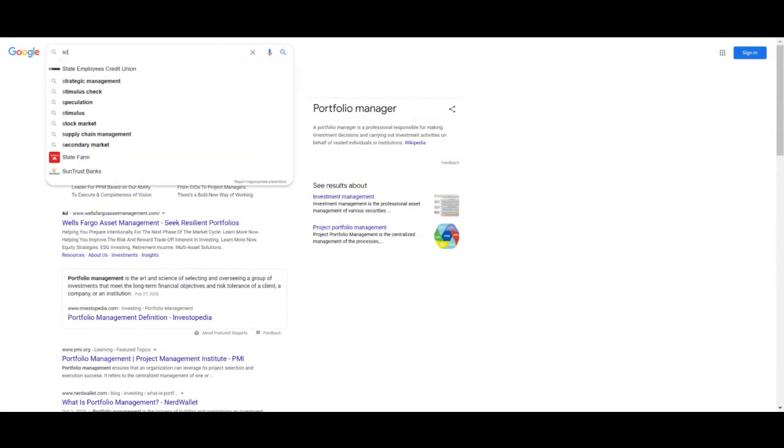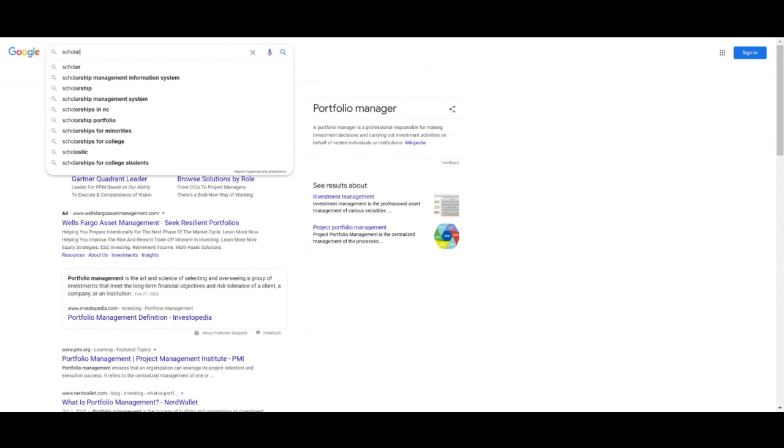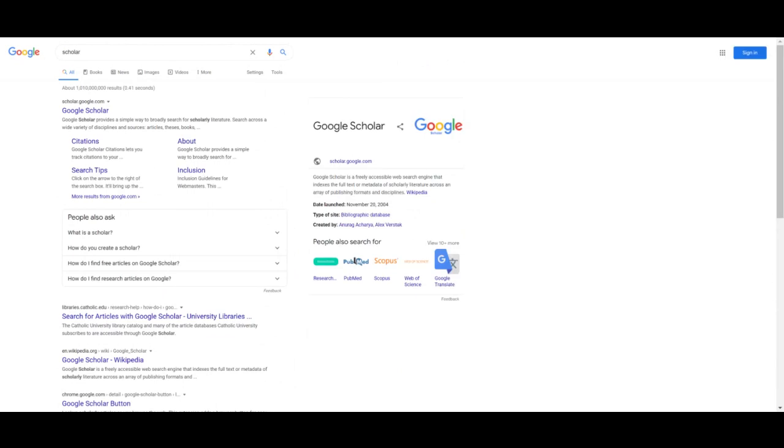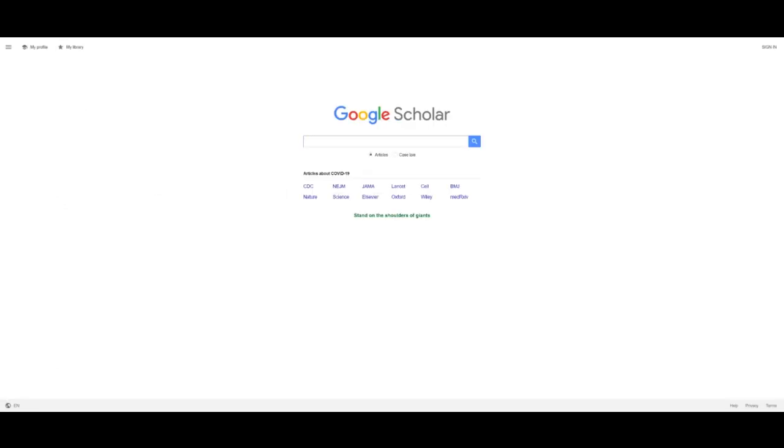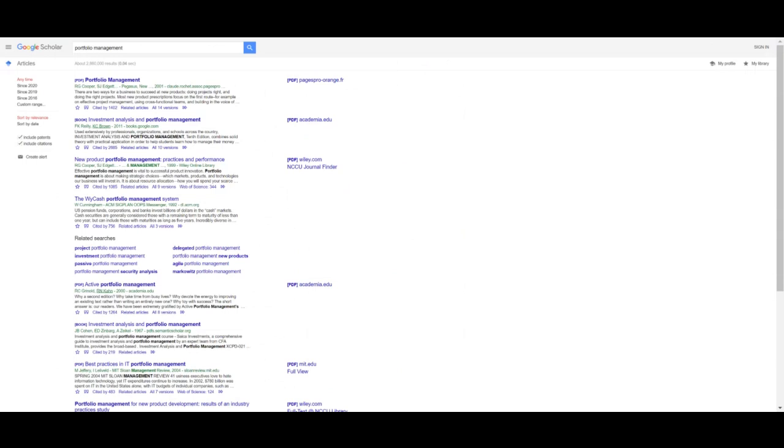So what you want to do is go to Google Scholar, okay? When you're at the Google search, you just type Scholar. It brings you these options, and you just click on Google Scholar, and then you can come in here and type portfolio management. Once you do that, anything that's popping up here is related to research that has been done in portfolio management. Are we together? Okay.